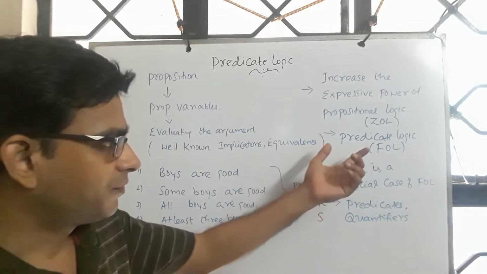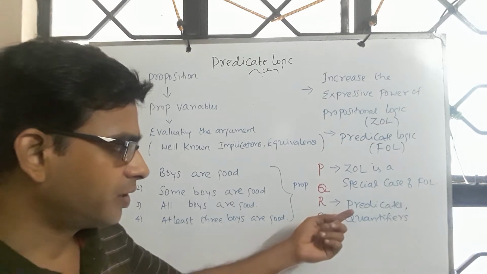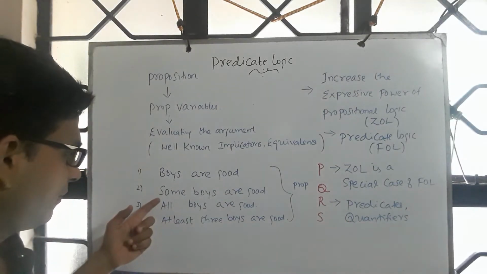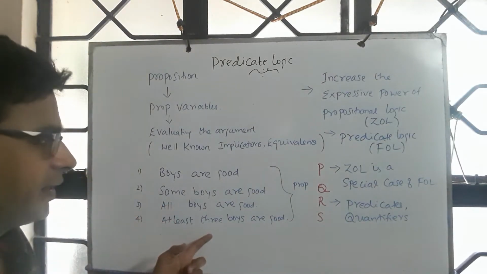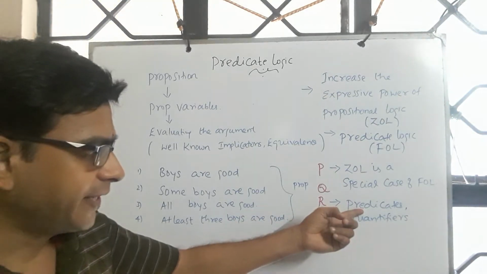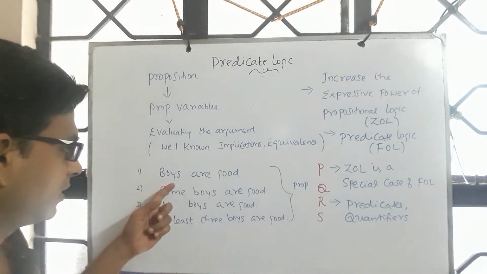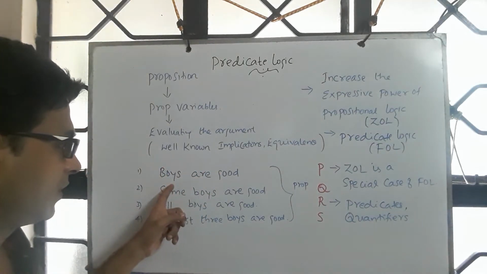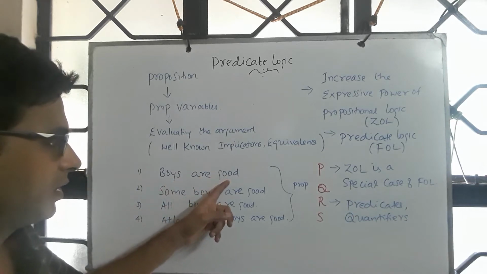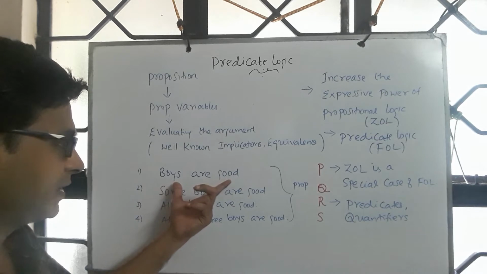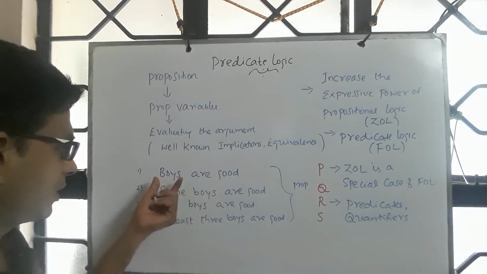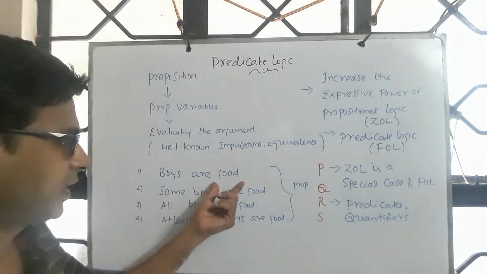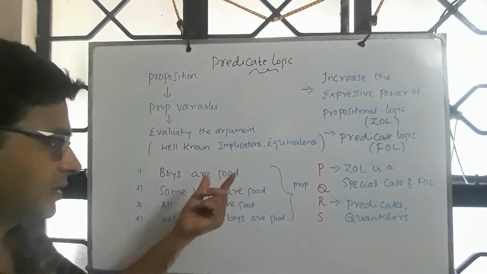So, as part of predicate logic, we bring in something called predicates and quantifiers. With the help of quantifiers, we quantify some, all, at least 3, and so on. With the help of a predicate, we express the characteristic about a boy, the property about so and so item. For example, good is a characteristic. So we don't simply say this one is P. Instead, we give importance to the element or the item, and we also talk about the property of that item, or the characteristic of that item.